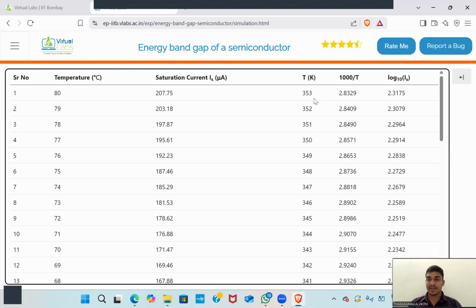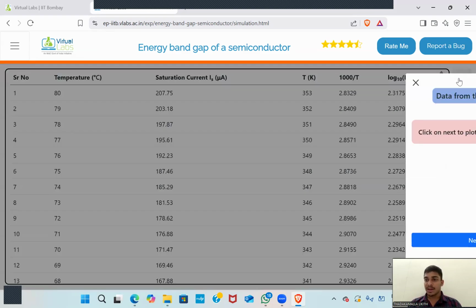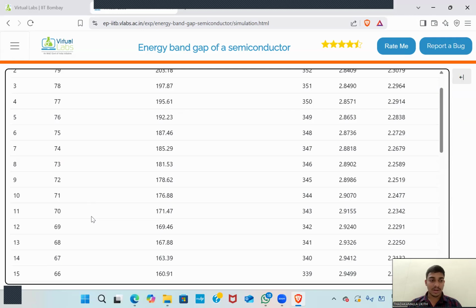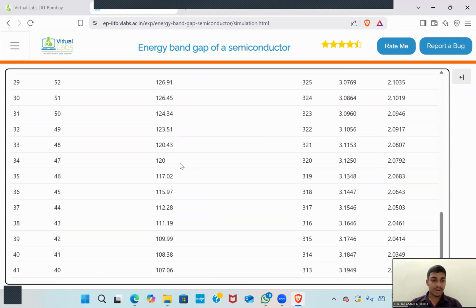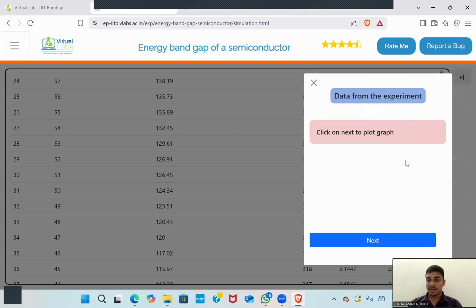See, temperature is in kelvins. We get kelvins when we add 273 to centigrade. 80 plus 273 equals 353. Then 1 by T and log Is to the base 10. Next, see these are our readings. At 59 degrees centigrade, we got 144.01. These are our observation values.